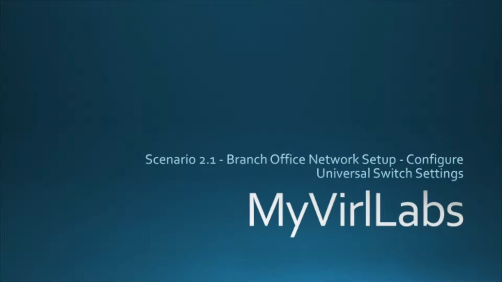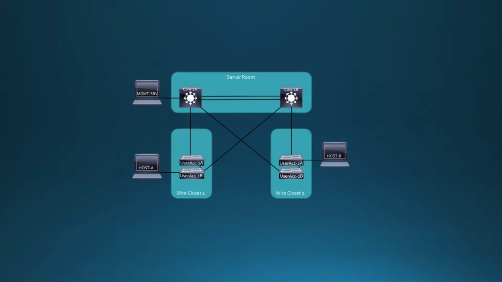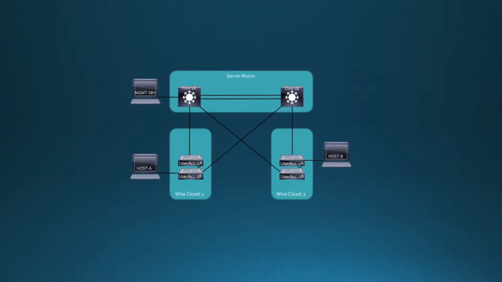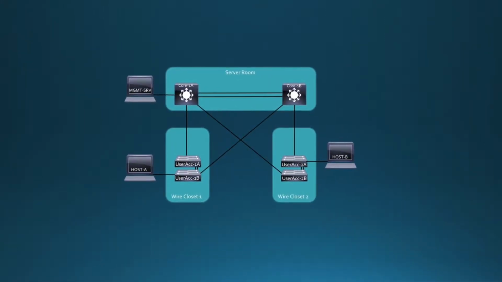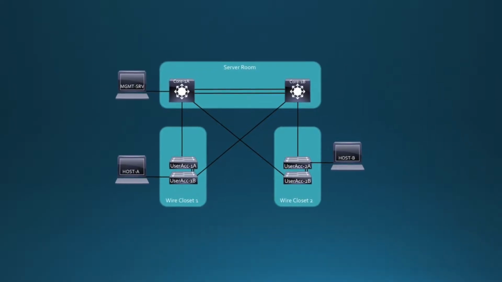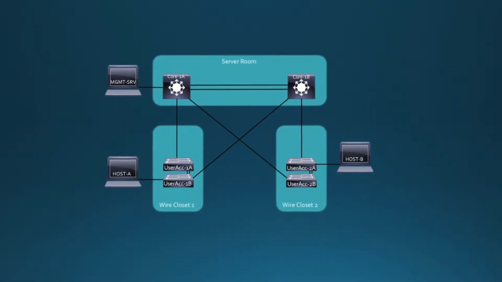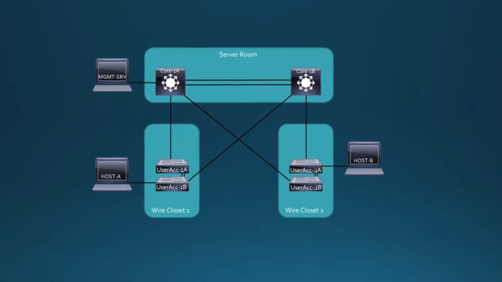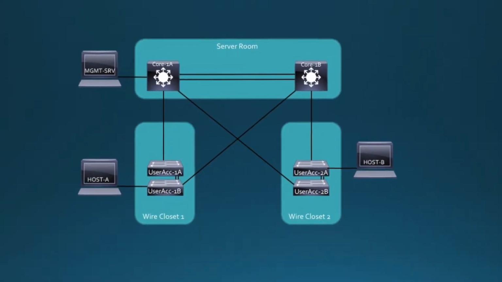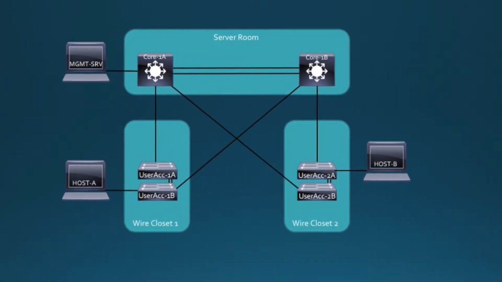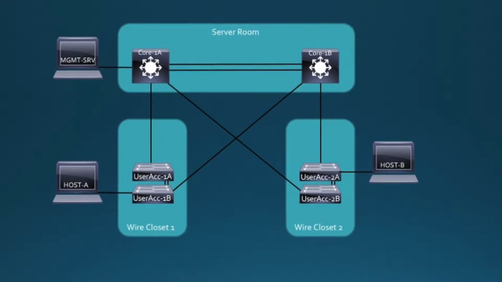Welcome to Scenario 2.1. Scenario 2 labs are based around building from scratch a medium-sized branch office network that consists of 2 layer 2 switches hosted in separate wiring closets that in turn connect back to a highly available layer 3 collapsed core switching layer.